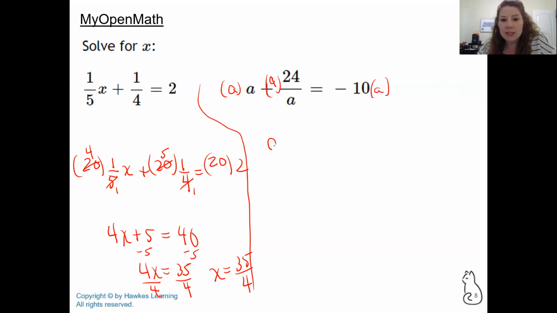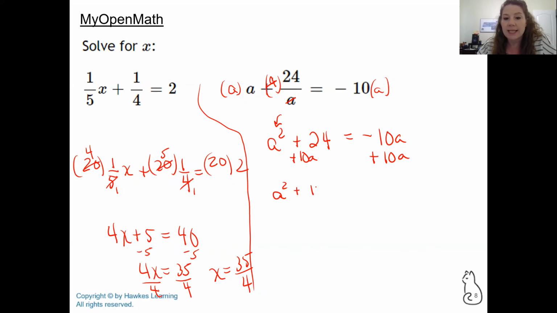So a times a is a squared, and then these a's cancel. So plus 24, and then negative 10 times a is negative 10a. Since I have a quadratic, an x squared or a squared, I'm going to move everything to one side. So I'm going to add 10a to both sides of the equal sign. And of course, there's no like terms over here. So I just get a squared plus 10a plus 24 equals 0.